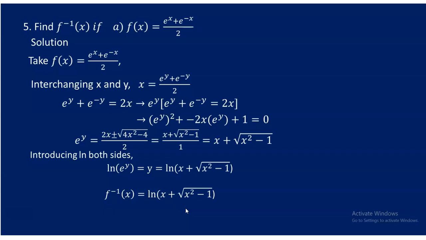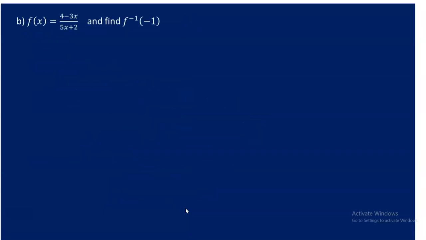I hope you have understood. Next is the second one, which is f of x equal to 4 minus 3x over 5x plus 2. You are asked to find f inverse of minus 1. So what is f inverse of minus 1? Let's find that. To find f inverse of minus 1, what we need to do is first look for the inverse of this function, okay?